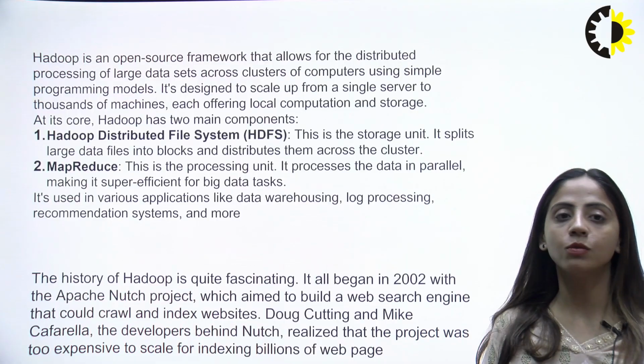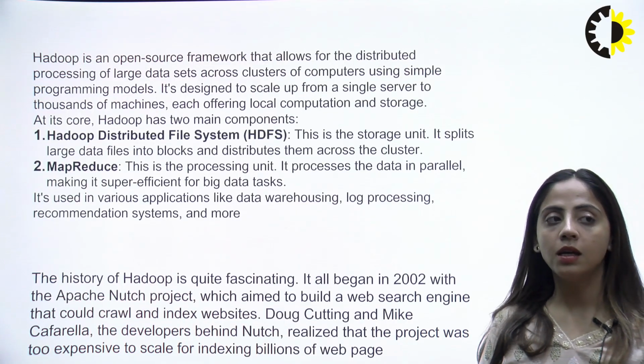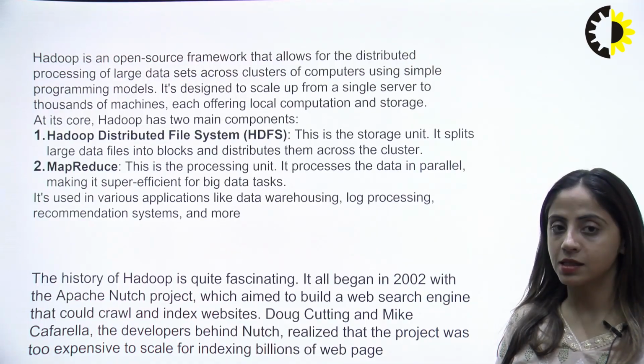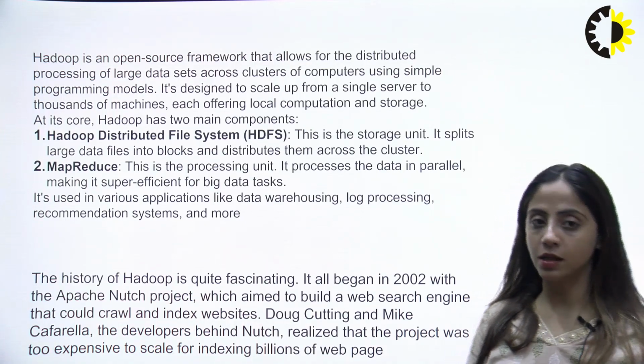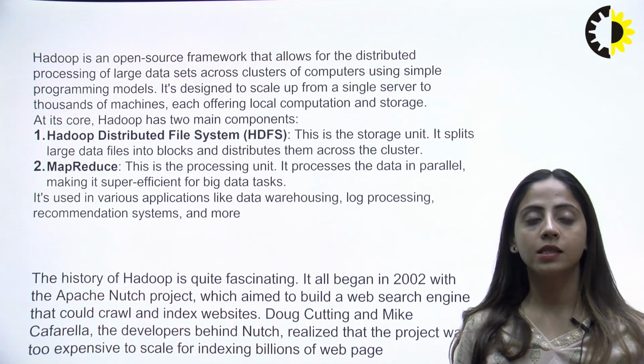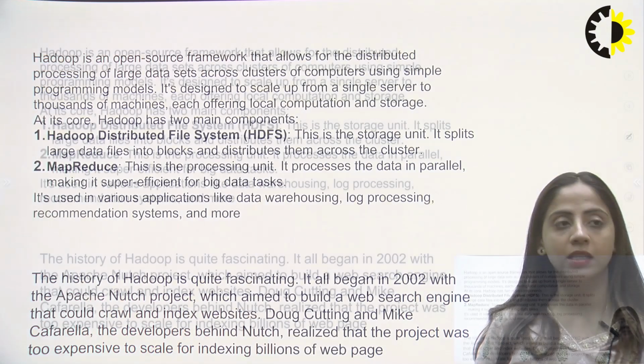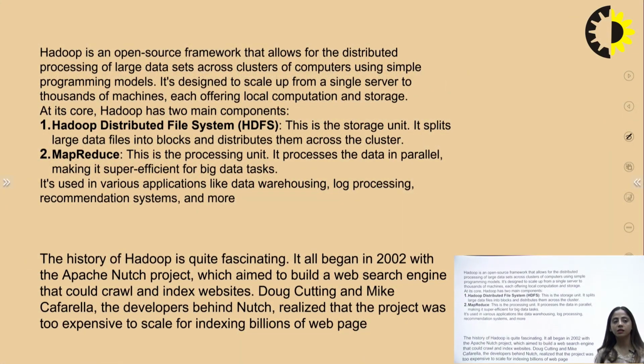Now, Hadoop has two main components: Hadoop Distributed File System and MapReduce. Hadoop Distributed File System, shortly termed as HDFS, is the storage unit. It splits large data files into blocks and distributes them across the cluster. Second one is MapReduce. This is the processing unit. It processes the data in parallel, making it super efficient for data tasks. It is used in various applications like data warehousing, log processing, recommendation systems, and more.